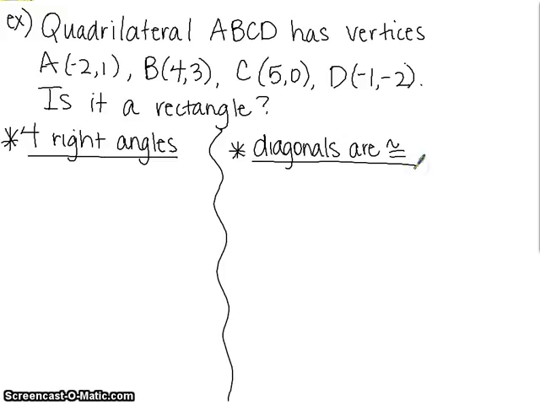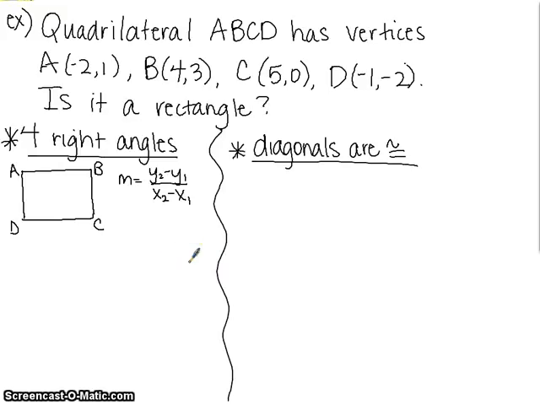Okay? So if we want to show 4 right angles, in other words, perpendicular sides, we're actually going to use slope to do that, because we know that perpendicular slopes are going to be opposite reciprocals of one another. I'm just going to do a rough sketch. It looks like I want to find the slope of 4 different sides, and see if these angles are right angles. Remember the slope formula, y2 minus y1 over x2 minus x1.